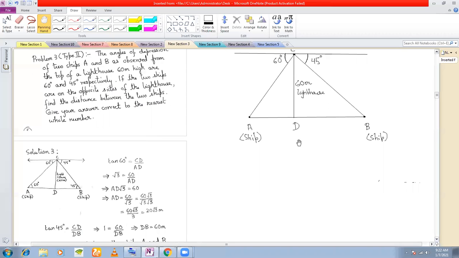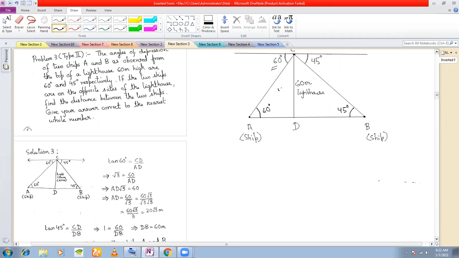The question here is to find the distance between the two ships. That means we have to find the distance AB. Now, how do we find the distance AB? Before that, the first observation you must make is that if this angle is 60°, this angle must also be 60°, and this angle must also be 45°.